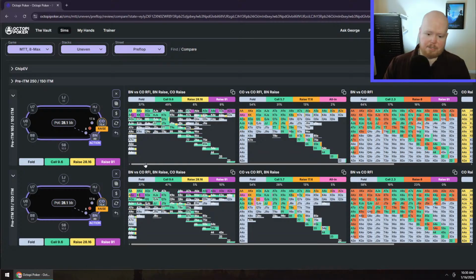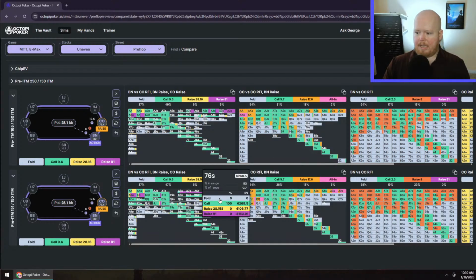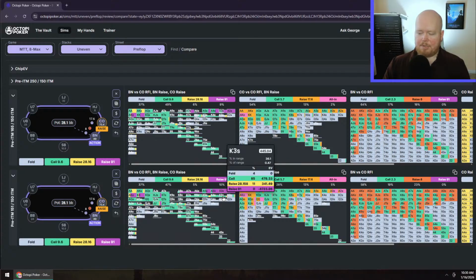So imagine a scenario playing out where we're on the stone bubble, chip leader versus chip leader, and then you've got the cutoff going to 4-bet with, let's say, like 10-8 suited. That hand is 4-betting like half the time. And then the button is going to call with like king 3 suited. King 3 suited is a high frequency call.